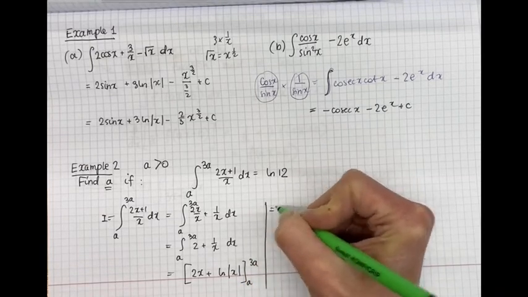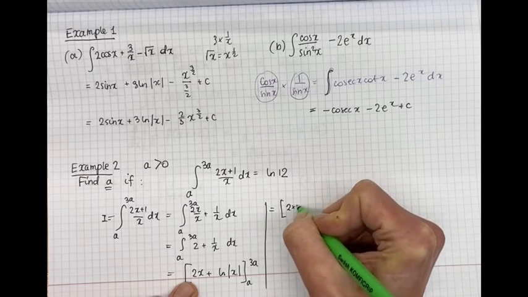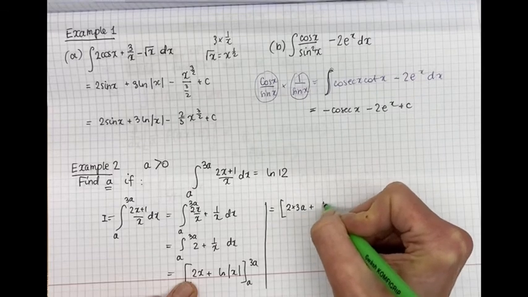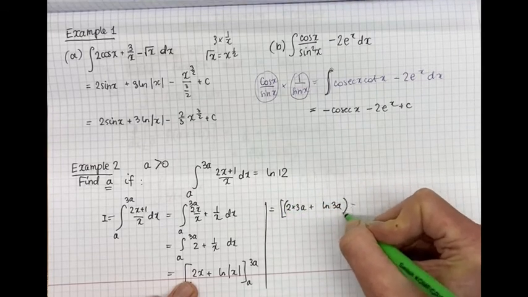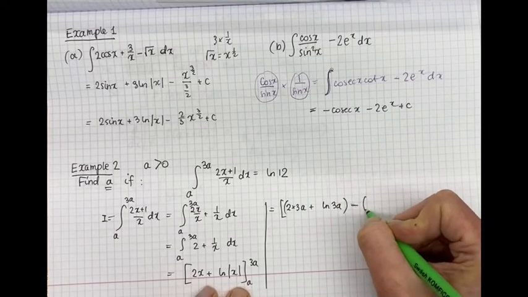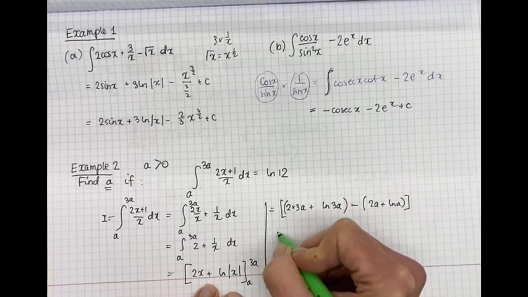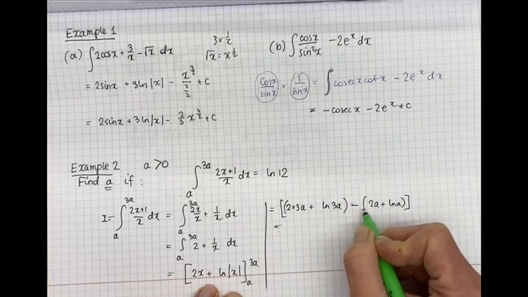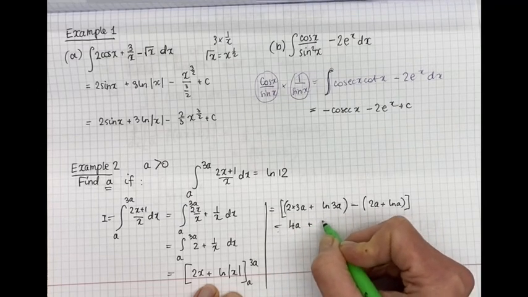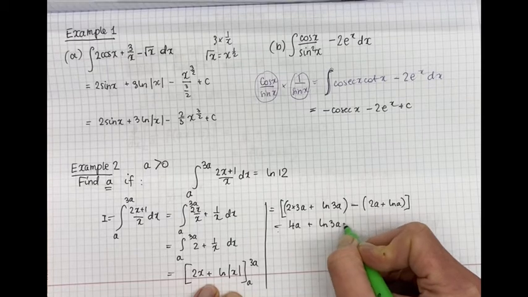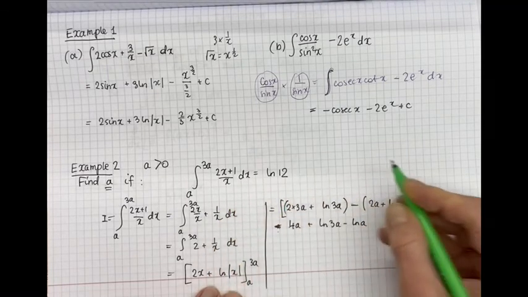Let's carry over here. So we're subbing the limits. You're going to have 2 times 3a plus ln 3a. I don't need modulus symbols now because a is positive, minus 2a plus ln a. So this is going to be 6a minus 2a, which is 4a, plus ln 3a minus ln a. Okay, we are told that this here is equal to ln 12.